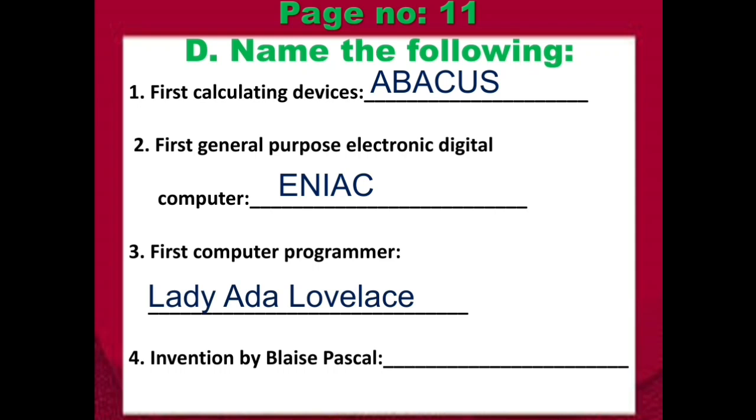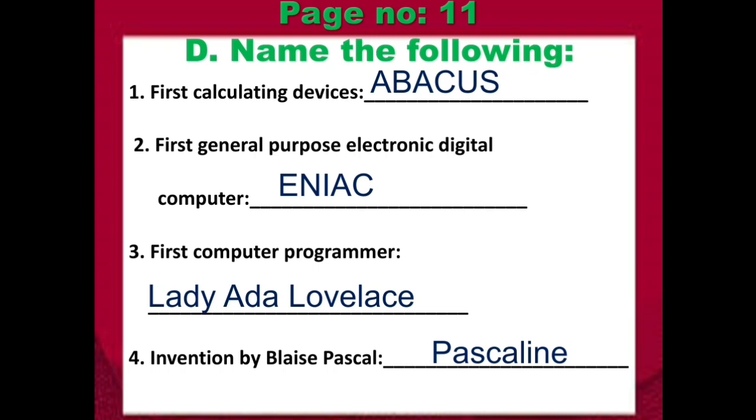The first computer programmer. Who is the first computer programmer? Lady Ada Lovelace. The next one is the invention by Basil Pascal. He invented what machine? Yes, Pascal line. So this is the first mechanical machine. So the first calculating device is abacus. The first general purpose electronic digital computer is ENIAC. The first computer programmer is Lady Ada Lovelace. Basil Pascal invented the Pascal line.